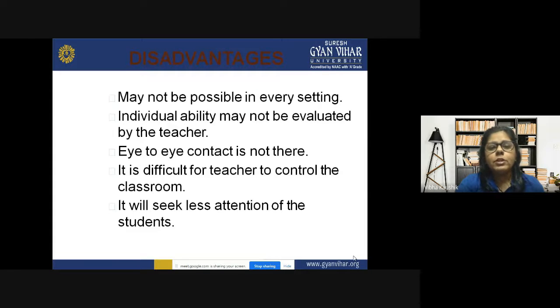Now, disadvantages: it may not be possible in every setting, meaning it is not possible for everything to be recorded. Individual ability may not be evaluated by the teacher. The teacher is not able to assess or evaluate the individual ability, how much they have learned. Eye to eye contact is not there. It is difficult for the teacher to control the classroom. It will seek less attention of the students.